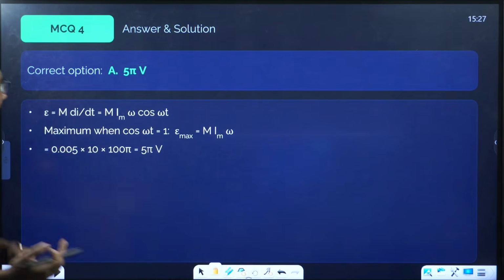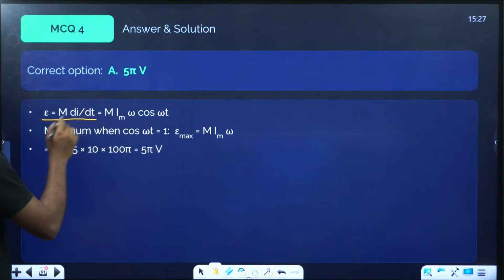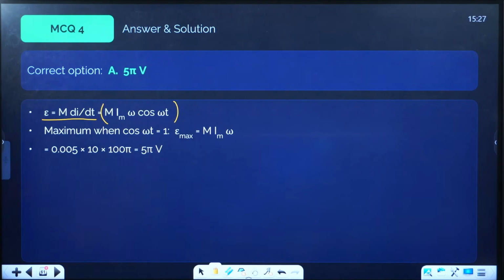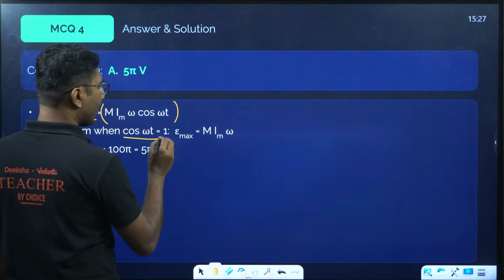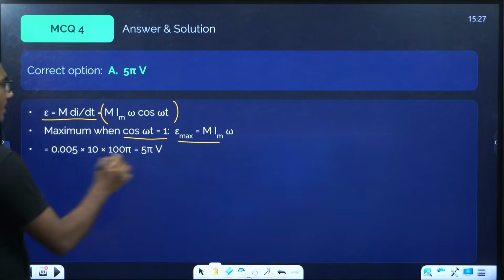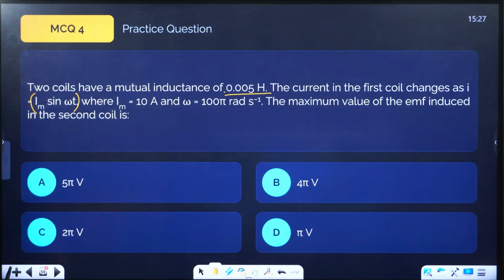Let's not go into the detail. Induced EMF is given by M di/dt, which is M Im cos omega t. It is maximum when cos omega t is 1, so epsilon max is M into Im. You just put in the values. So this is the maximum voltage. I think they are asking about the maximum voltage.